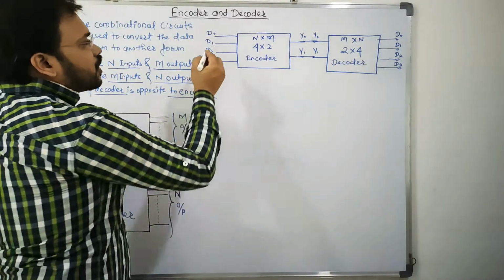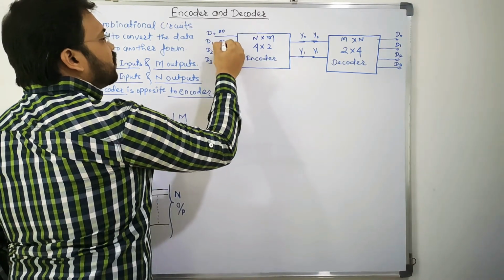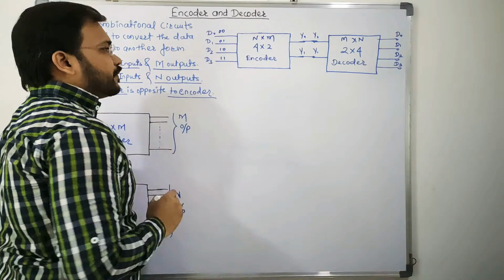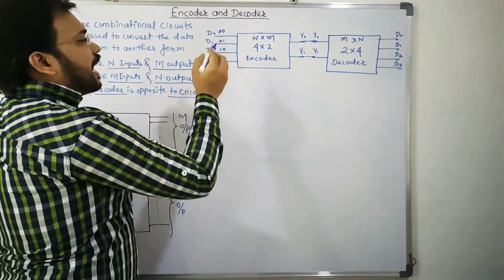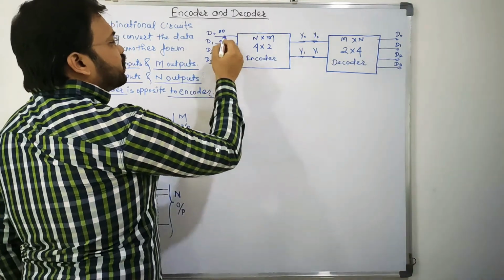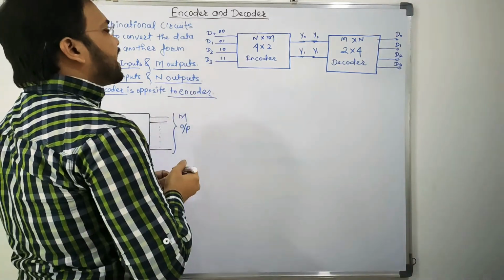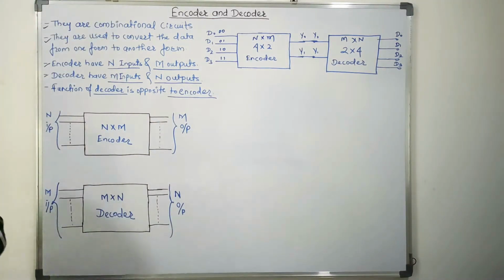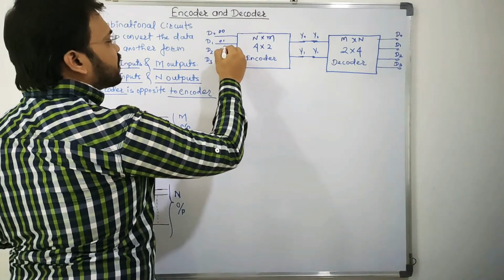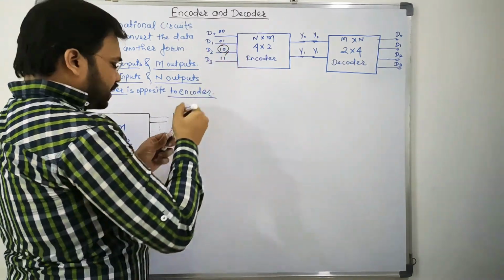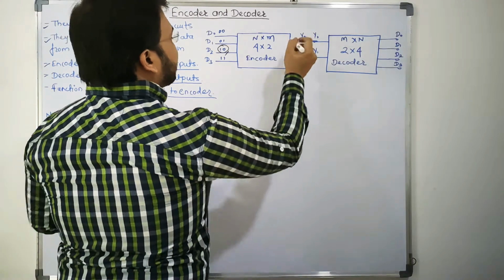If you consider the input lines 0 0, 0 1, 1 0 and 1 1, and suppose D2, that is 1 0, is active high, then because of this active high, the output we have is 1 0.